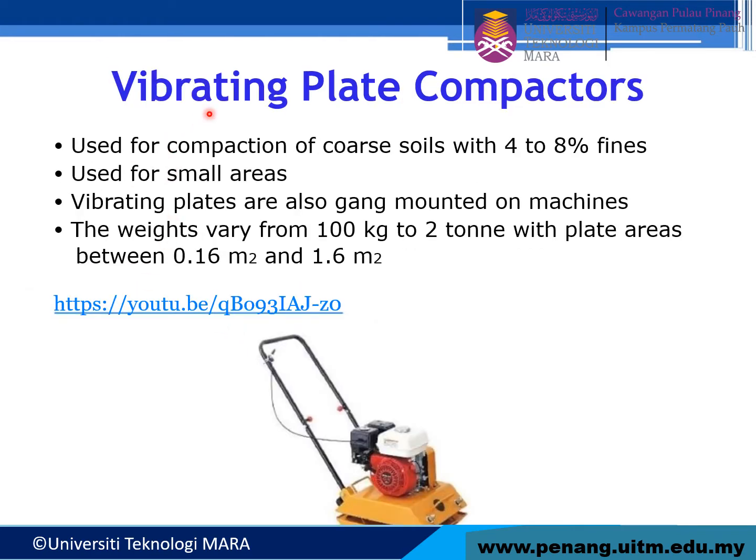Alright, vibrating plate compactors are used for compaction of coarse soil with 4 to 8% fines, used for small areas. Vibrating plates are also mounted on a machine. The weight varies from 100 kg to 2 tons with plate area between 0.16 square meters and 1.6 square meters. So you can refer to this YouTube link.